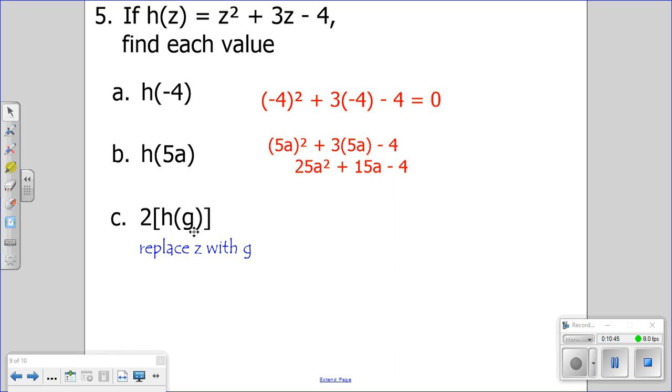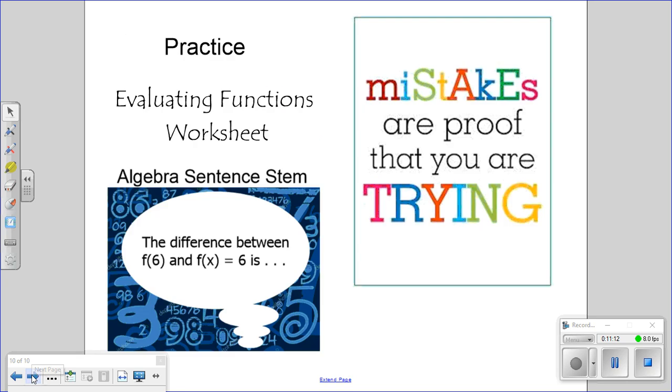Here, we work our way inside out. So we're going to start with the h of g part. Similar to h of z, instead of a z though, you're going to replace that with a g. And then you're going to take that whole function once you've done that and multiply it by 2. So you're going to do that distributive piece here to get that 2g squared plus 6g minus 8.